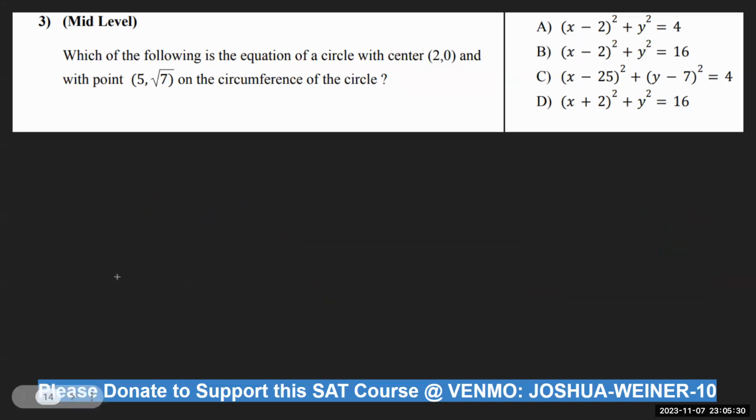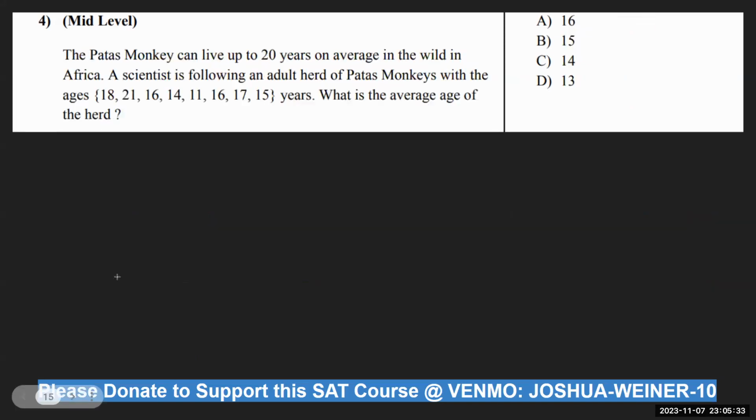Next one. Question number 4 reads, another mid-level question. The Patas monkey can live up to 20 years on average in the wild in Africa. A scientist is following a herd of Patas monkeys with the ages 18, 21, 16, 14, 11, 16, 17, and 15 years of age. What's the average age of the herd? Monkeys are called herds. I'm going to have to look that up. So we're studying the Patas monkey, like some Jane Goodall type story here.